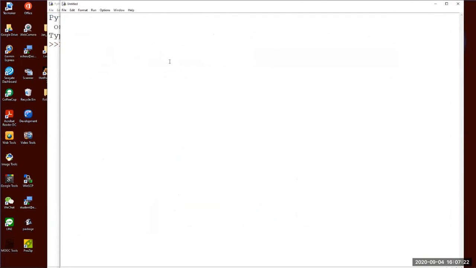So let's create a new file. Here, let's assume that we have an equation: y equals a times x squared plus b times x plus c. That is the equation we have, and we are going to solve it. So we have one equation: y equals ax squared plus bx plus c.